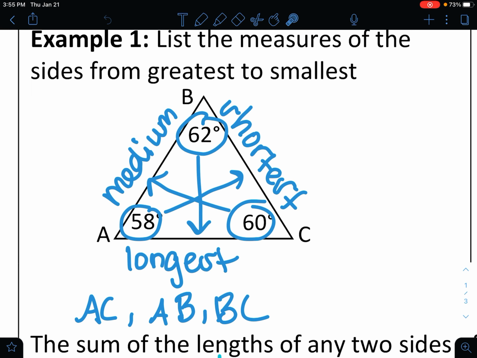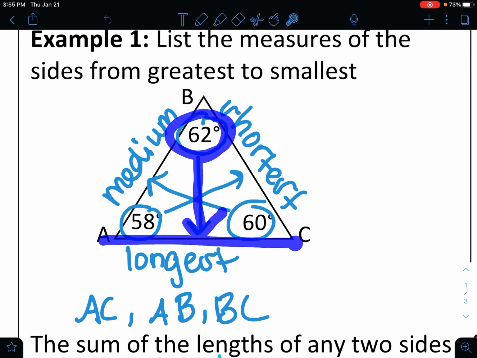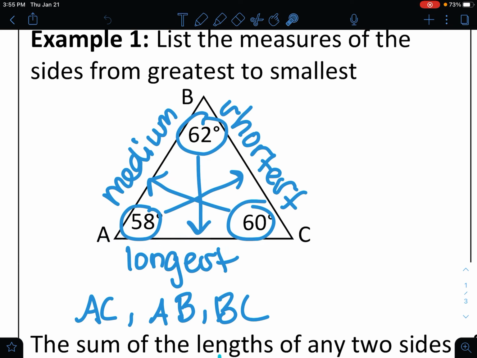All right, so if we look here at this very confusing diagram, look inside the triangle. You see the angles? Right there, right there, right there. So look for the biggest number. What's the biggest number? 58 degrees, 62 degrees, or 60? 62 degrees is the largest, which means that the side across from 62 degrees, which is AC, is the longest side of the triangle. That's it. The biggest angle is going to be across from the biggest side. That's all I'm trying to tell you.